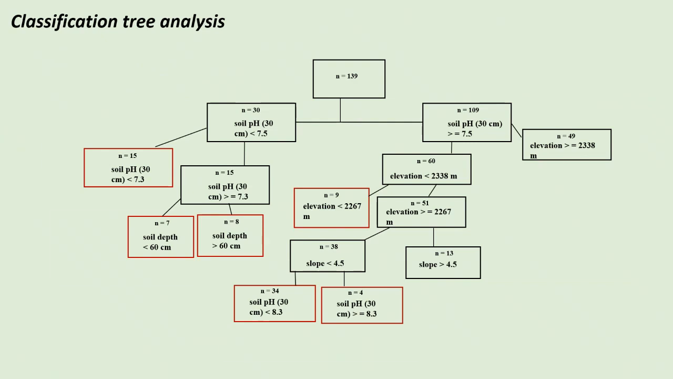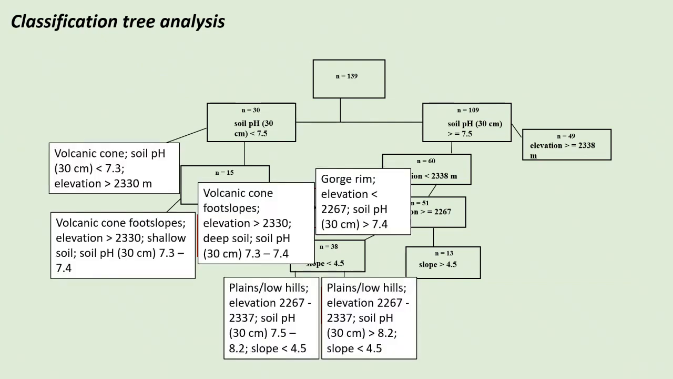So I built a tree and used the breaks that the classification tree identified to develop these ecological site concepts. And here's a few examples of some of the branches of this classification tree. There are 13 ecological site concepts in total.